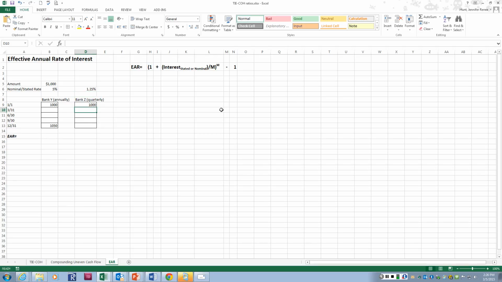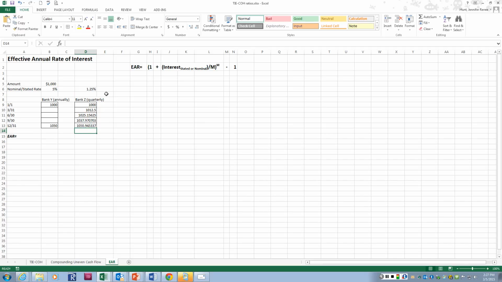So now we can solve for the future value for each quarter. We're going to take the present value and multiply that by 1 plus the interest rate. We're going to get $1,012.50. We're going to keep working our way down, so our new present value is going to be that $1,012.50. We're going to multiply that by 1 plus the interest rate and keep working down. 1.25%. And the last one, we're going to use $1,037.97 as our present value times 1 plus our interest rate.